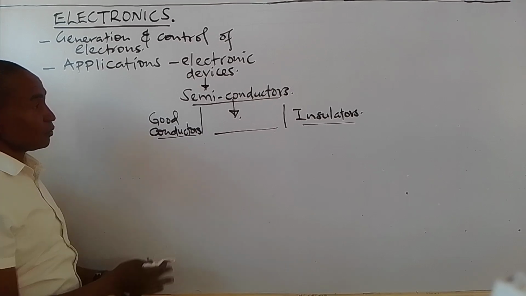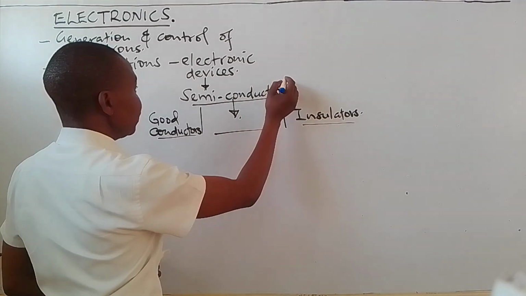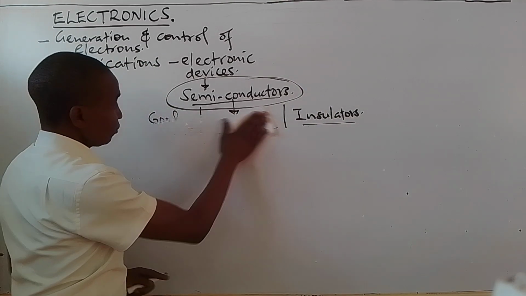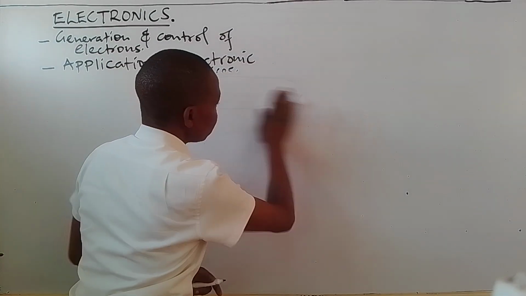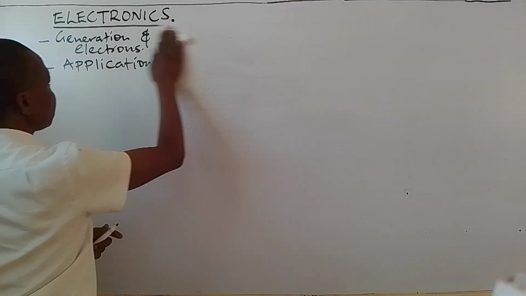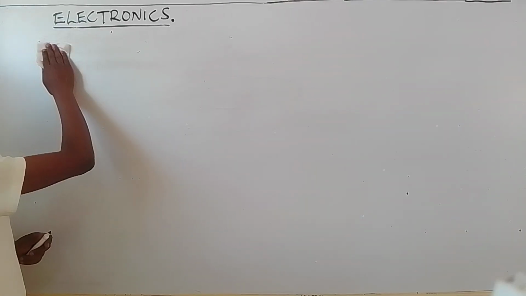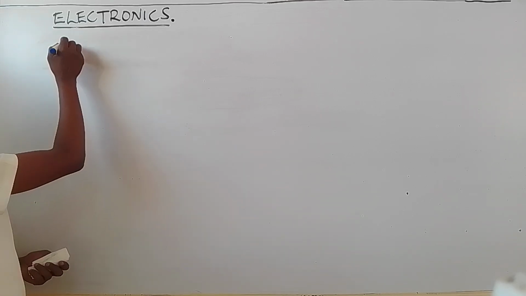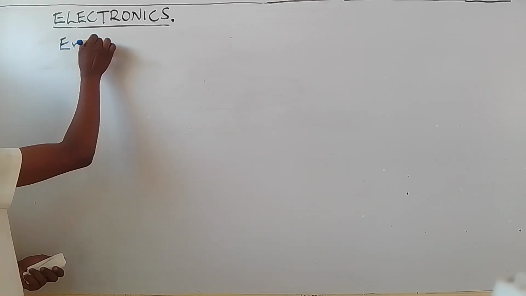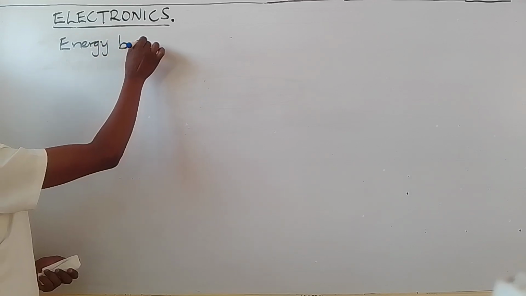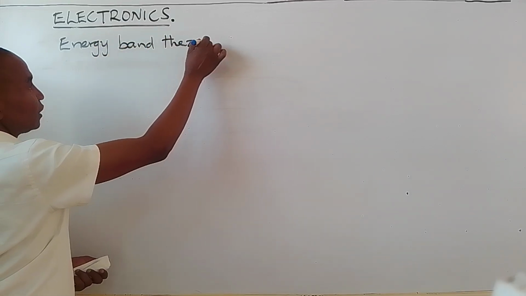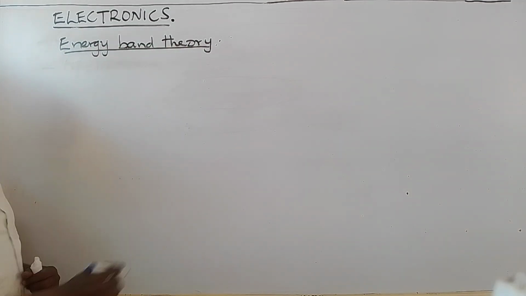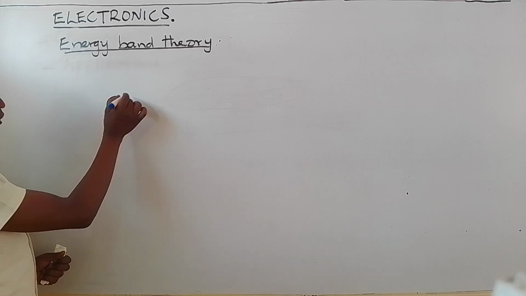In electronics, therefore, we majorly dwell on semiconductors. Let's look at how we come up with these semiconductor devices. To enable us to understand this properly, we shall look at a theory called the energy band theory. Under this theory, it looks at the structure of an atom.